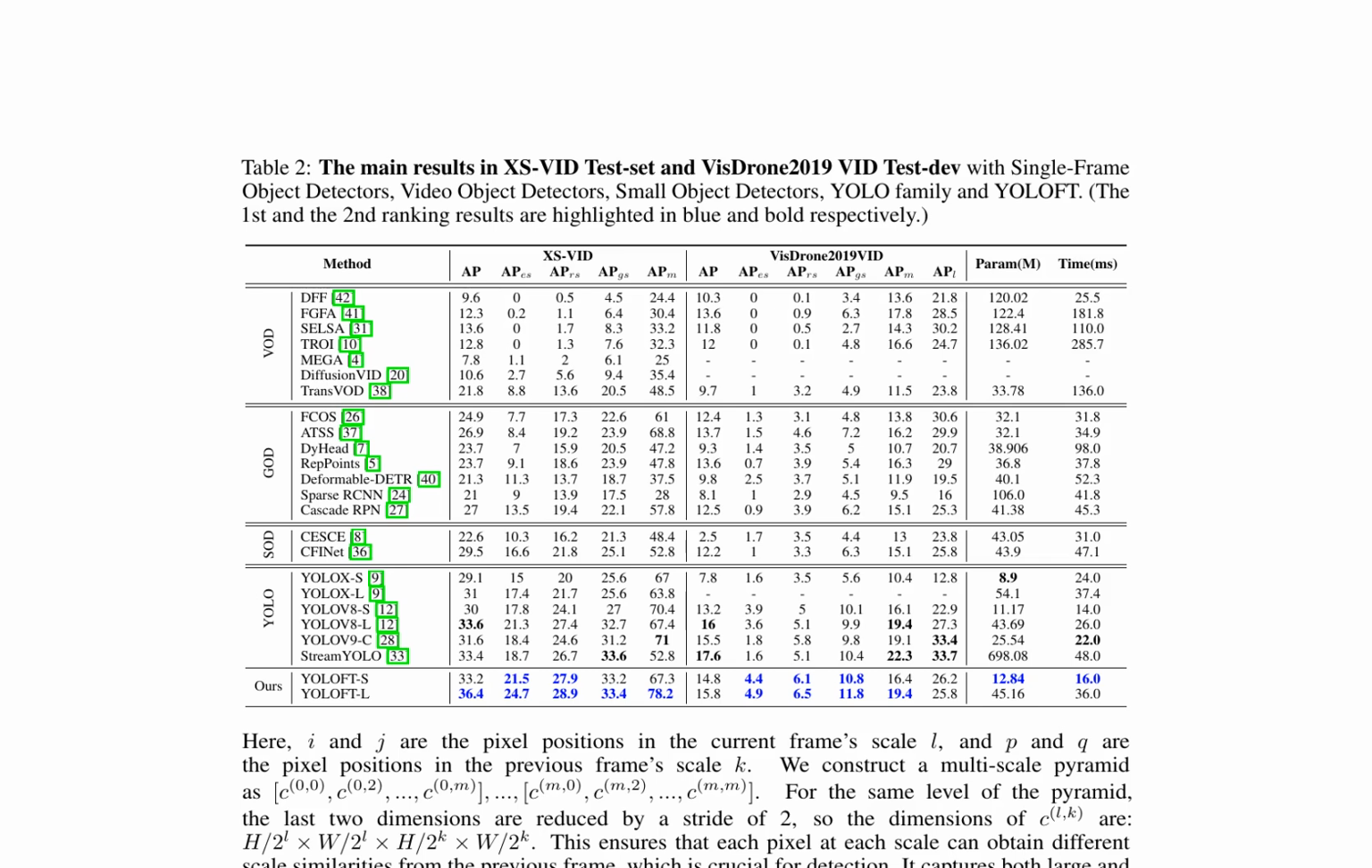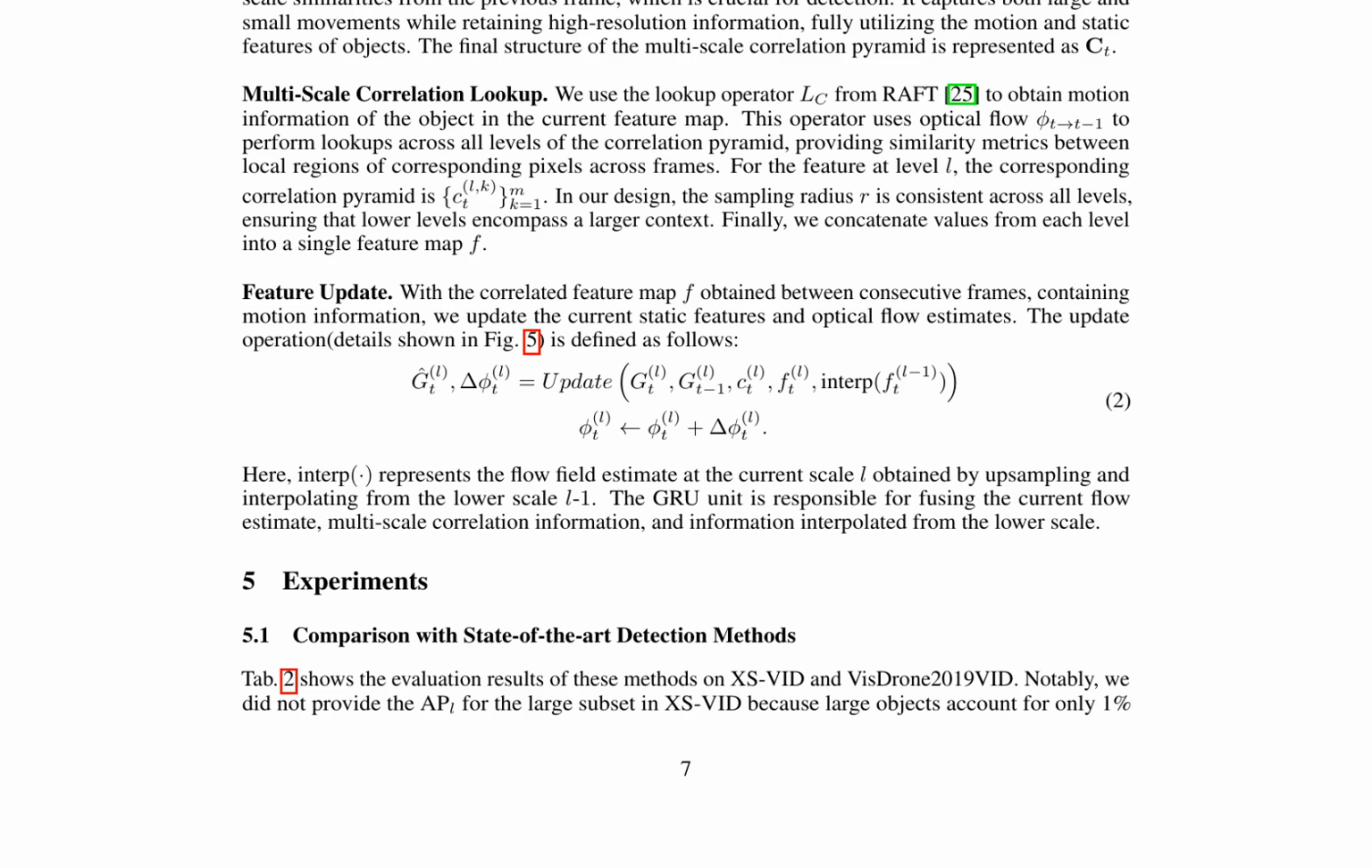The model's key components include feature extraction, multiscale correlation lookup, and feature update. Feature extraction involves extracting features from the current and previous frames using a convolutional neural network. Multiscale correlation lookup employs the lookup operator from RAFT to obtain motion information of the object in the current feature map, providing similarity metrics between local regions of corresponding pixels across frames.